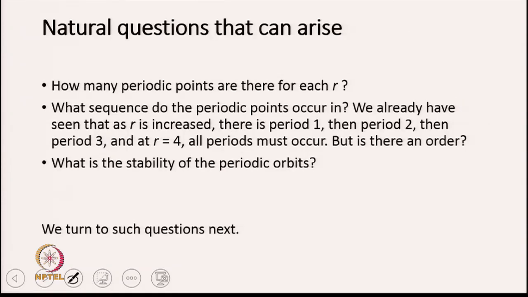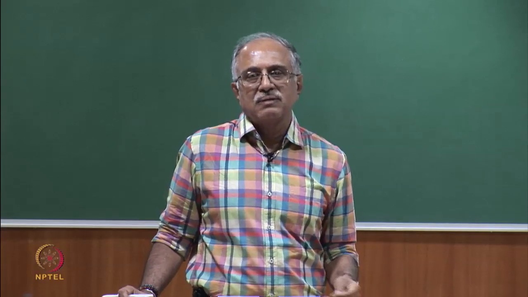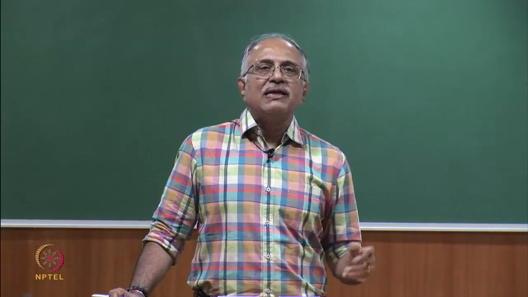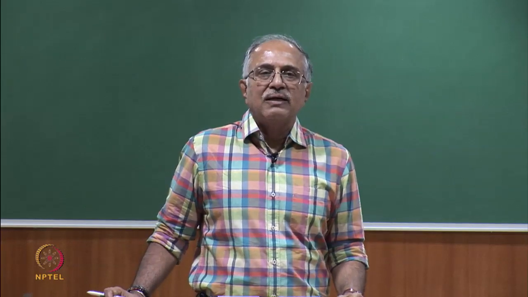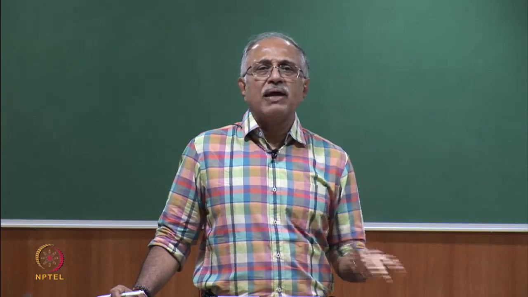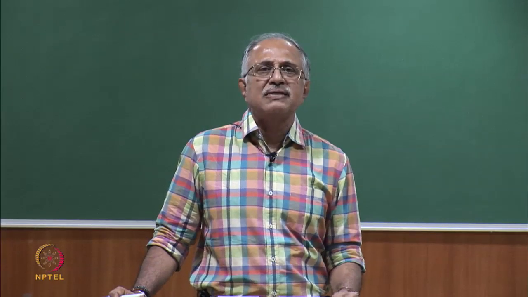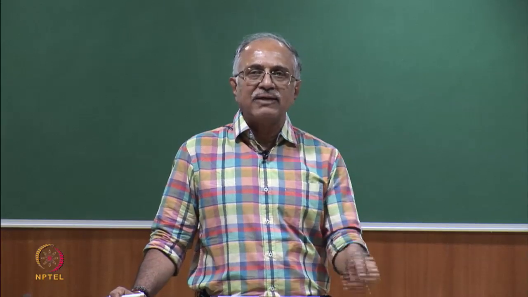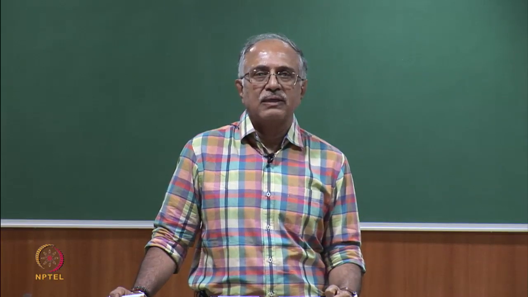Natural questions can arise when you are faced with these statements of what happens in this logistic map. So, one could ask, and I am sort of prompting you to ask, the following questions. Given any particular value of r, I have talked as if there is only one possible periodic orbit. Is that true? Can there be more than one periodic point at a given value of r?